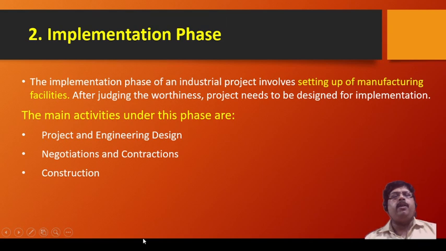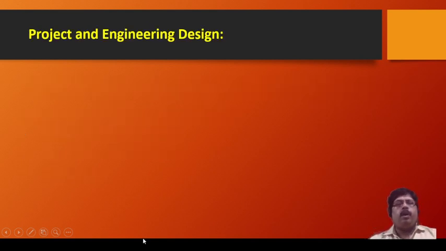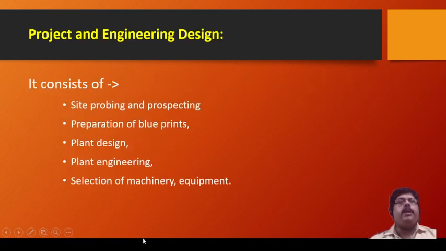Under this phase there will be three main activities, or it is further classified into three sub phases: project and engineering design, negotiation and construction, and construction. Now let us discuss the first one, that is project and engineering design.